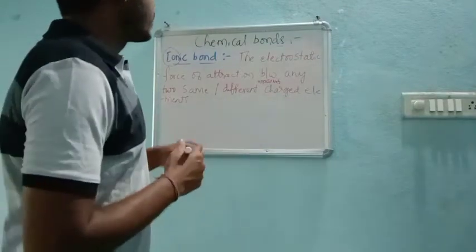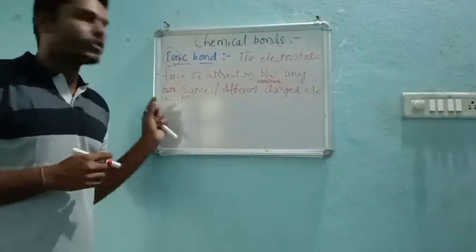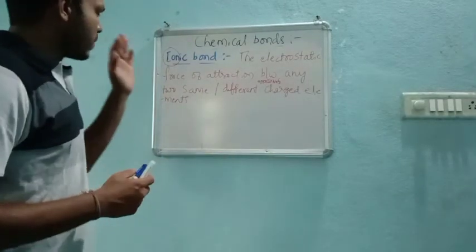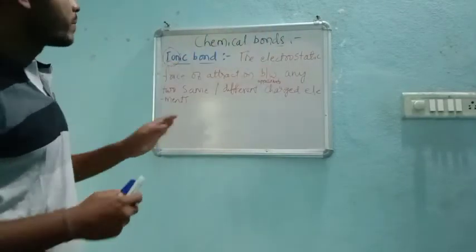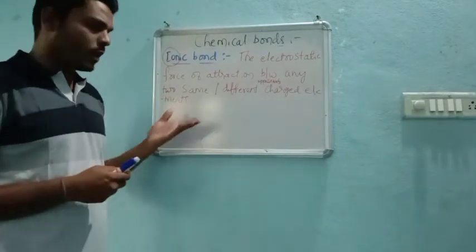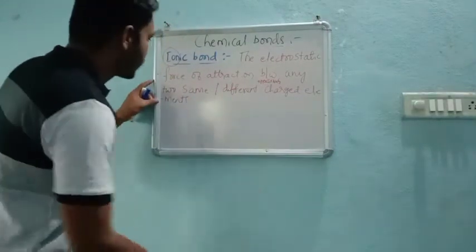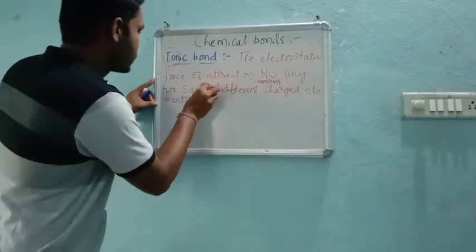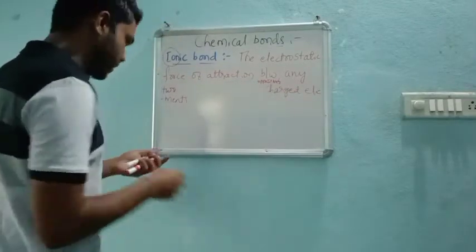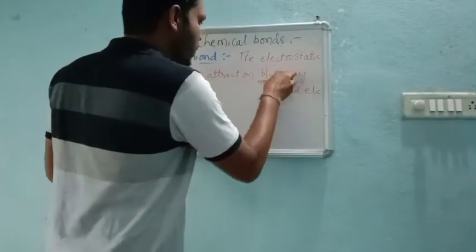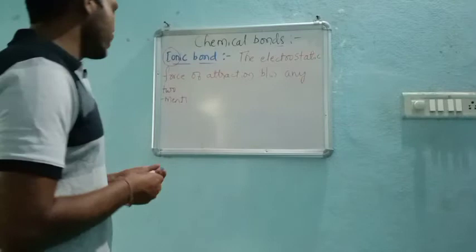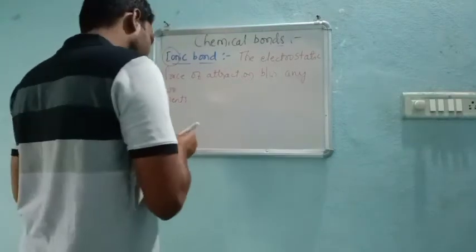So there should be opposite charged species. Then only the formation of the ionic bond takes place. Sorry, here you make one adjustment. Two different or two oppositely charged elements, right? Here same will not come. Between the same species, if there is a formation of bond, then that is called a covalent bond.